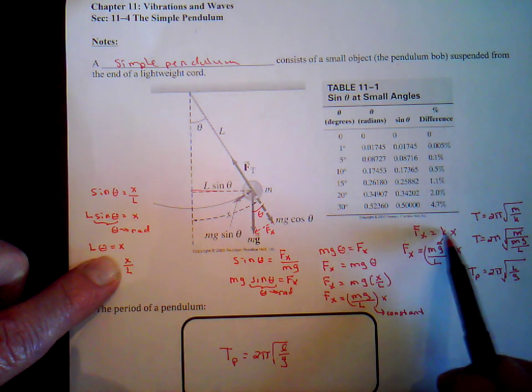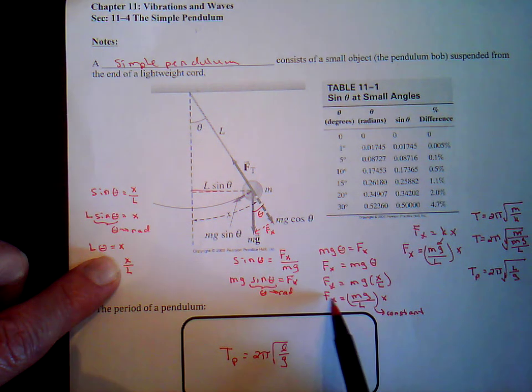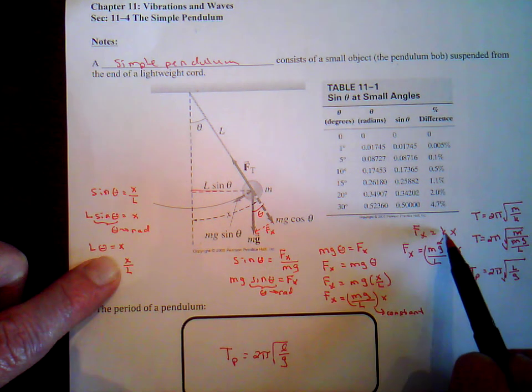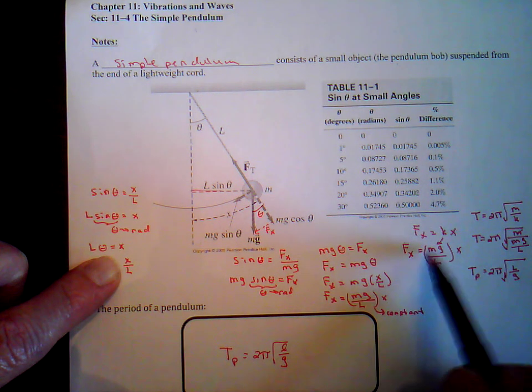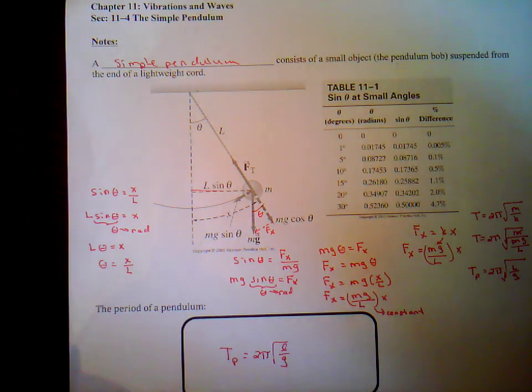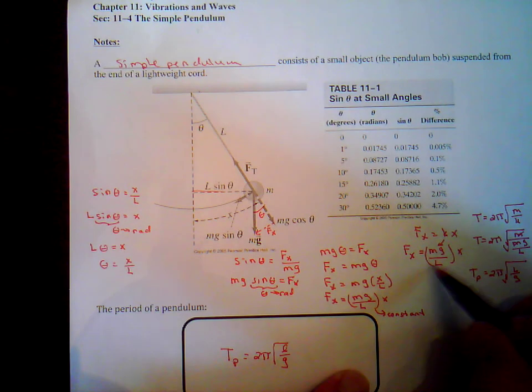Notice this is Hooke's law, which is F equals kx. This is the same thing, F equals a constant times x. This constant for a pendulum is mg over L. So I'll substitute that into this equation times x. Now, this mg over L is the constant.